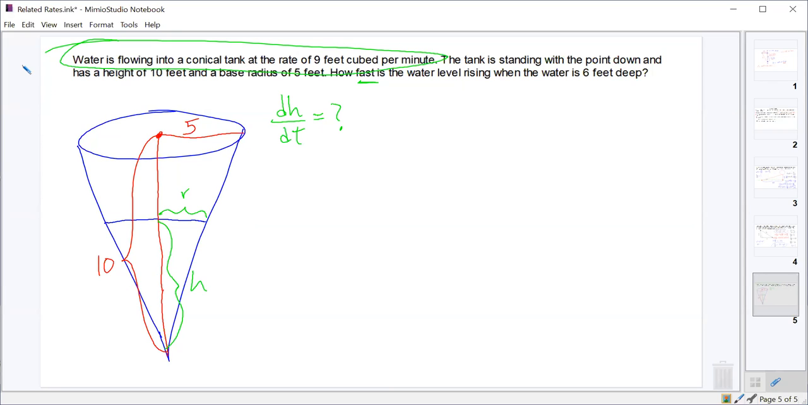Volume. Yeah, it's a change in volume. So dV/dt is 9. And even if we weren't sure that was dV/dt, we could be clued into it just based on the units. They're feet cubed per minute, so it's something changing with respect to time, and cubic feet is always going to be a volume. Good or no?